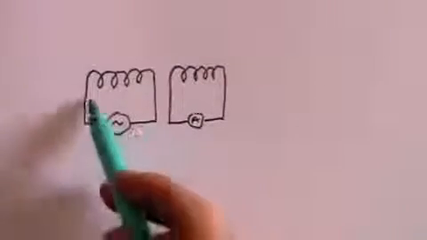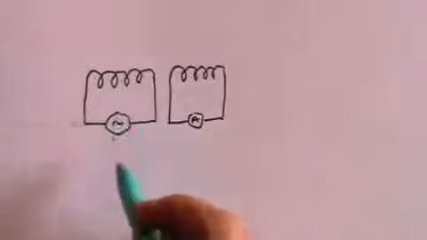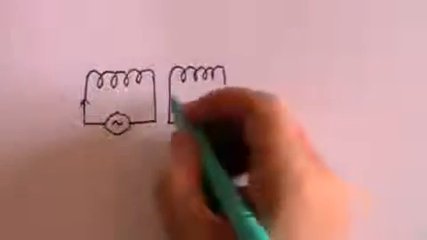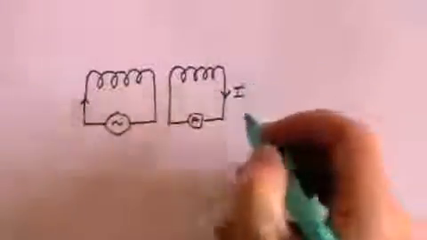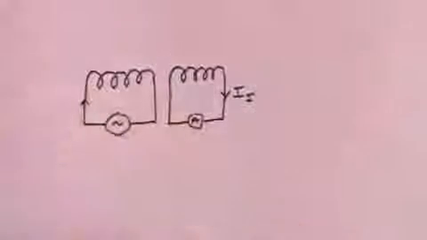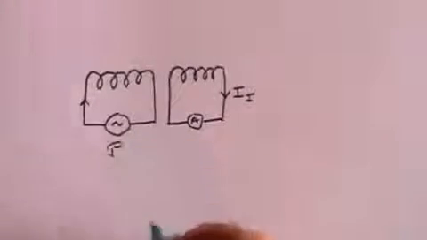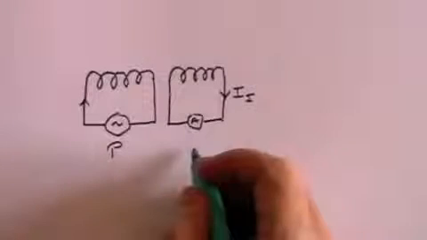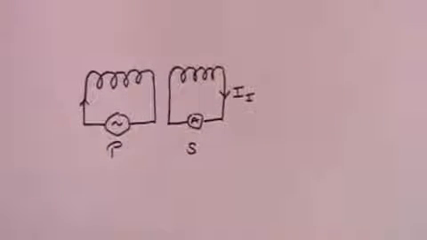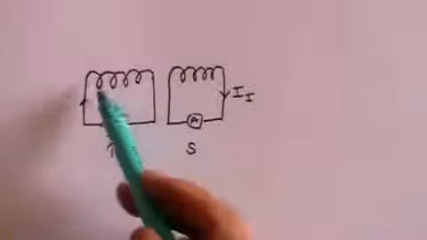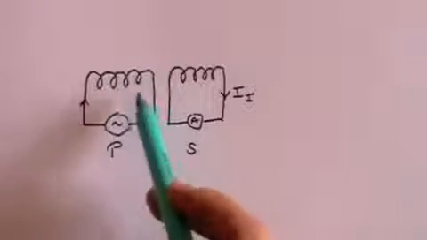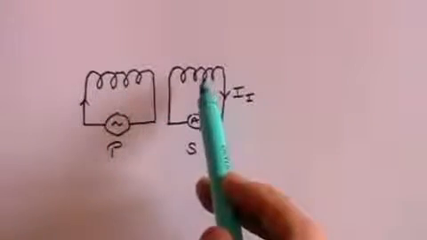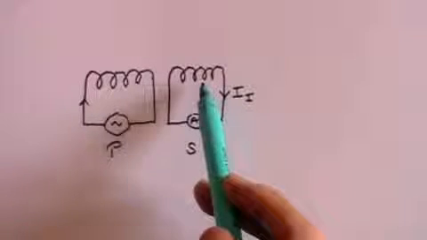And when a current flows in this wire, it will induce an induced current, I induced, in this circuit. This is called the primary circuit, and this is called the secondary circuit. And of course the flux that is created in this circuit will be the flux that applies to this circuit.